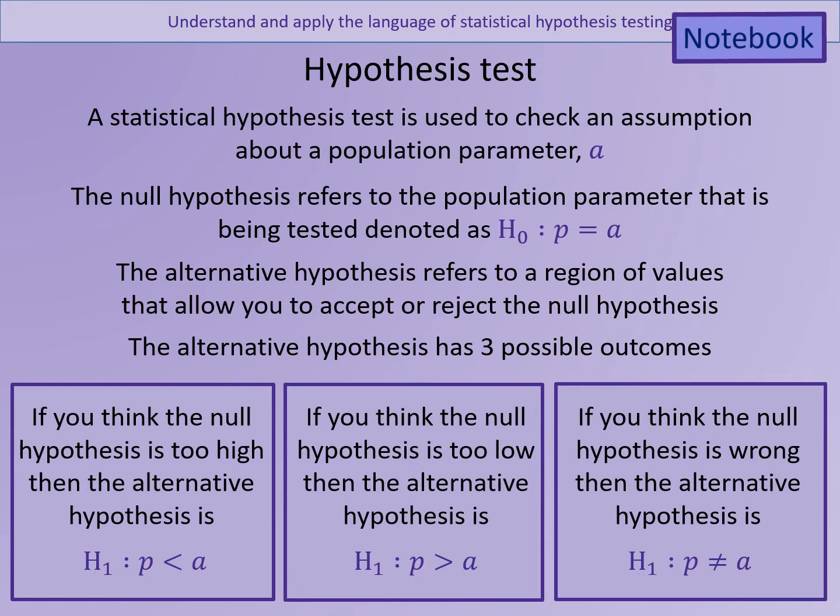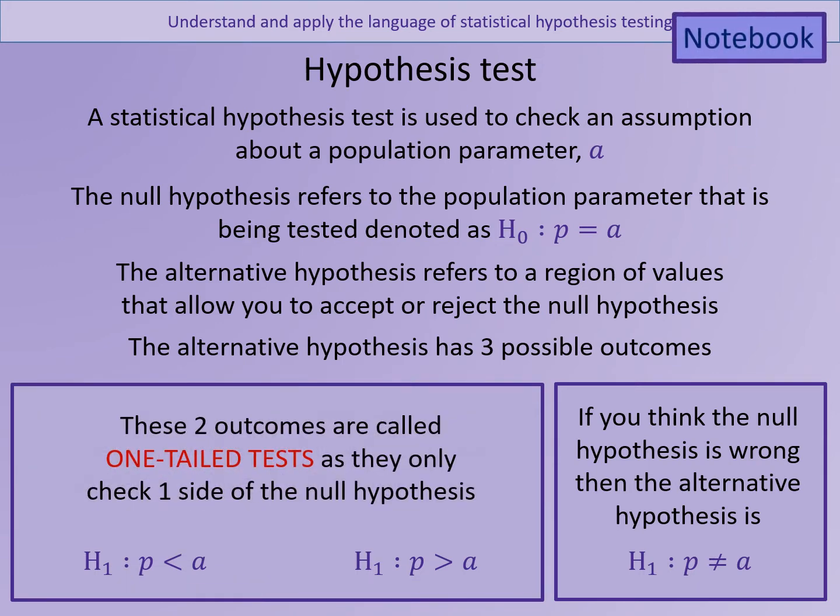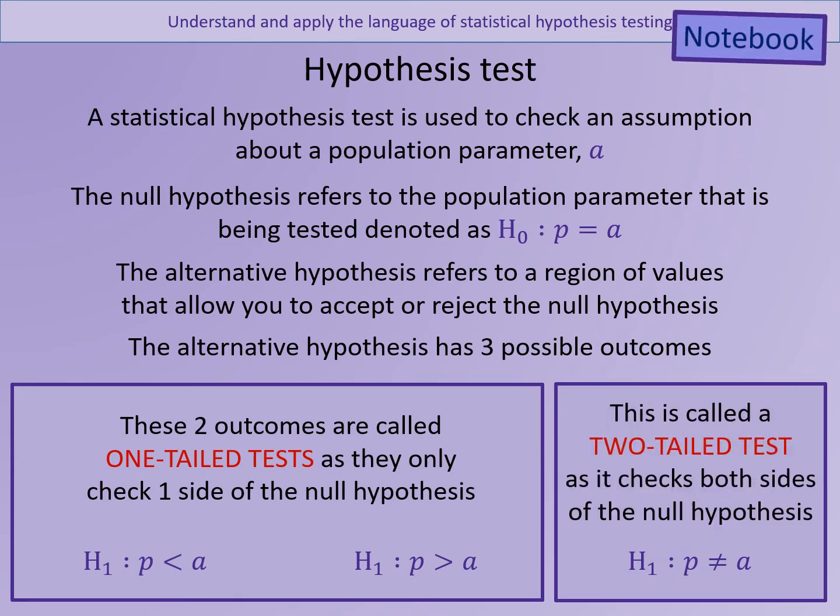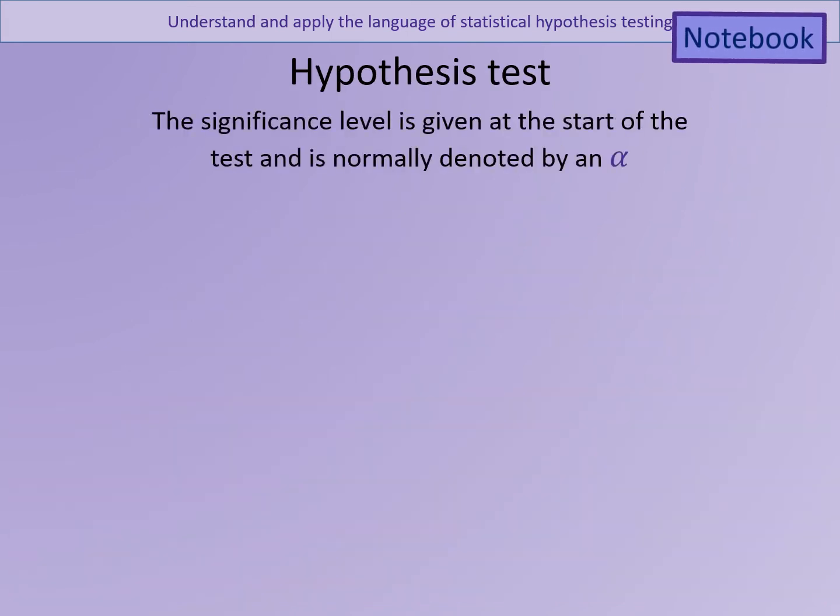So all of the null hypotheses are denoted as H0. The first 2 are one-tailed tests. This is because you would only be checking one side of the null hypothesis. The third type is a two-tailed test, as you'll be checking both sides of the null hypothesis. The significance level of the test is given at the start and is normally denoted by alpha. Typical significance levels are often 1%, 5% or 10%.